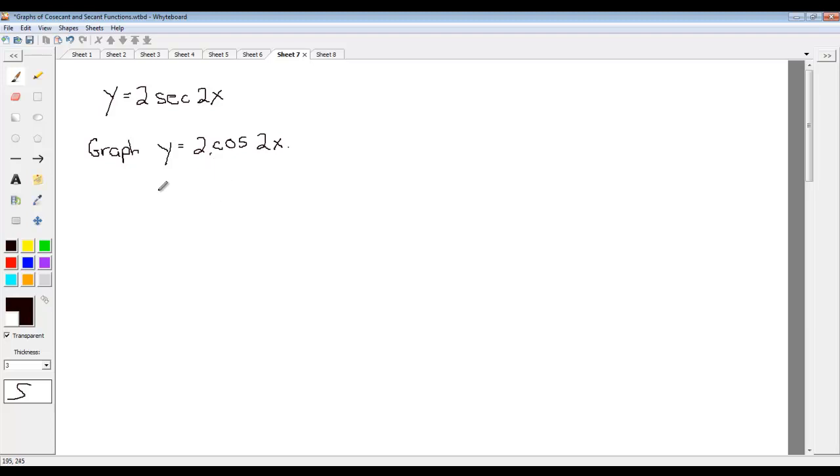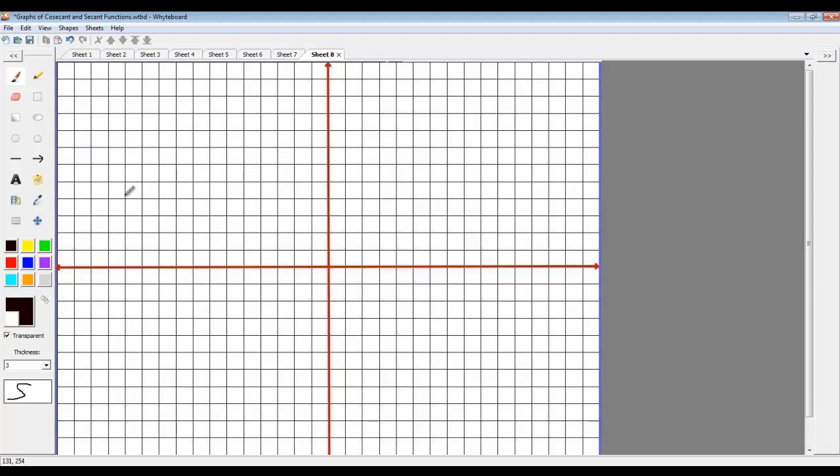Okay, 2 cosine 2x, the amplitude is going to be 2. And then the period is 2 pi over 2, which equals pi. There's no phase shift on this one. Okay, so let's go ahead and plot that first.